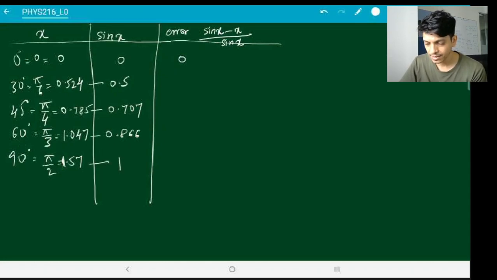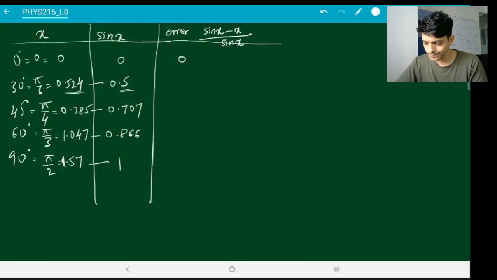So sine x goes farther and farther away from x, because the larger x gets, the more you need to include that x cubed by 3 factorial, x to the 5 by 5 factorial. You have to also take care of all of those terms. But still, even at 30 degrees, this is 0.5 and this is 0.524. So it's less than 5% error over there, which is a reasonable approximation.